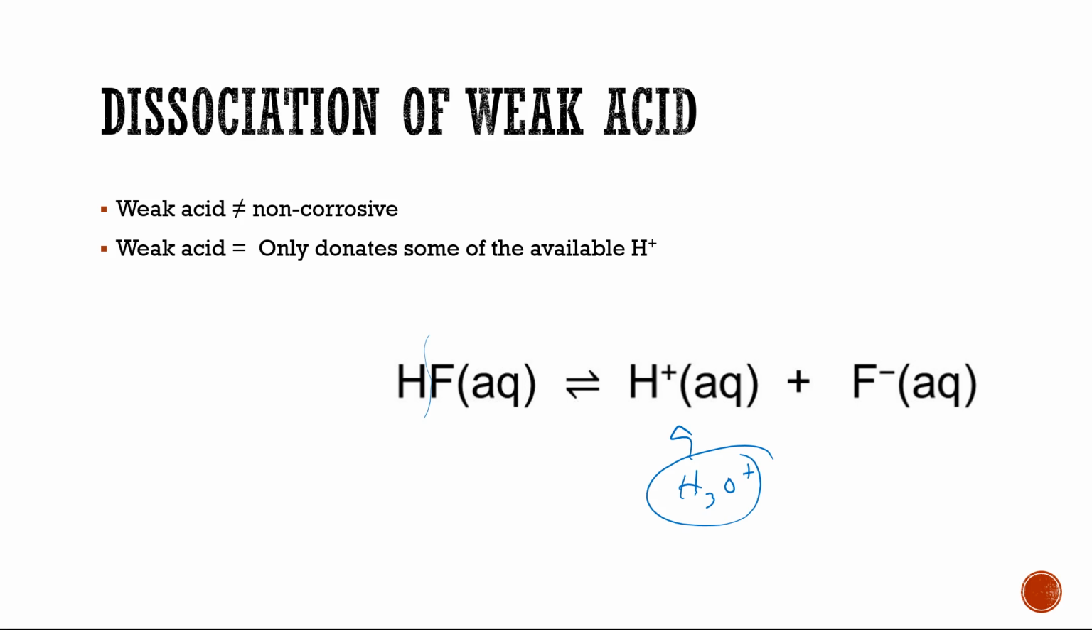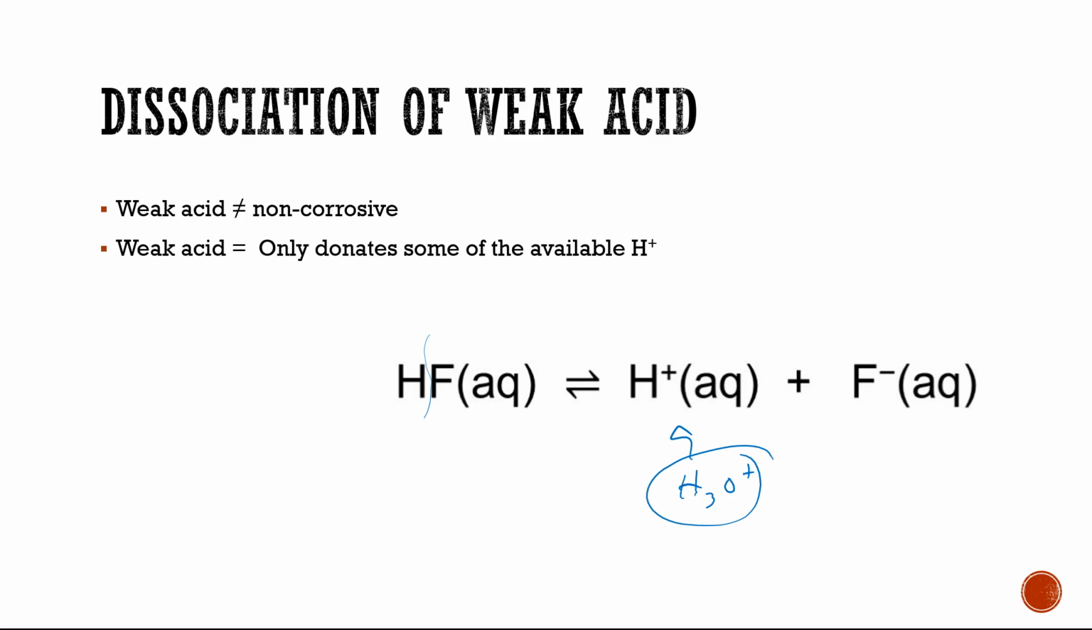Now, when I said a weak acid doesn't mean non-corrosive, hydrofluoric acid, HF, is actually highly corrosive. In fact, think of frosted glass, like a bathroom window that you can't see through very easily. Glass is normally inert, but things like hydrofluoric acid can actually etch the glass. So frosted glass, or glass that looks kind of milky, has often been etched with hydrofluoric acid. Even though hydrofluoric acid is what we would call a weak acid, because it only donates some of the hydrogen available, it's still highly corrosive.